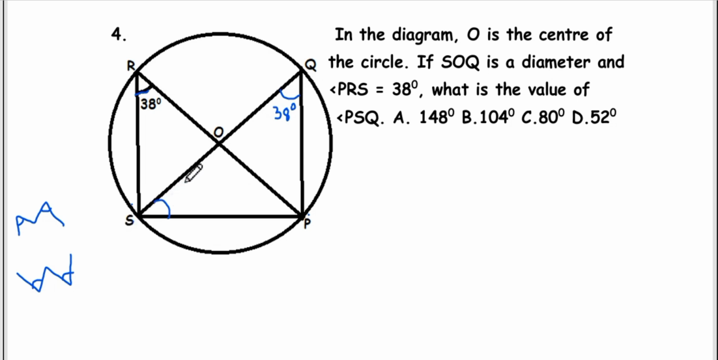Now angle in a semicircle is 90 degrees. The angle in the semicircle is the angle facing the diameter. So the angle facing this diameter is this. So this is 90. Now if this is 90, this is 38, and this is a triangle, and sum of angles in a triangle is 180.